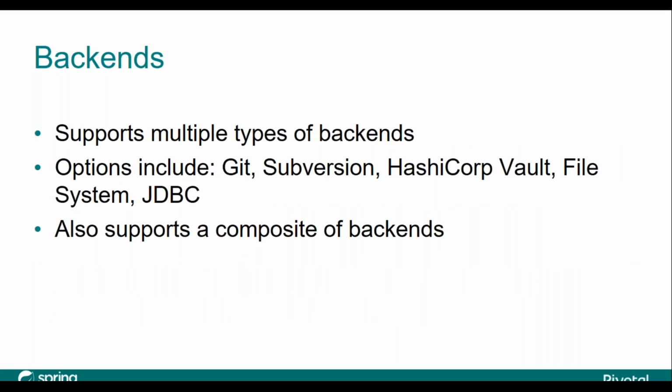Now let's look at this backend. This is what I was trying to convey. The backend supports multiple types of backends. For example, I would be demonstrating an example related to Git. Apart from Git, you can have Subversion, you can have a file system, you can also have a database, you can also have Amazon S3, etc. It also supports a composite of backends. That is, you can have multiple backends like Git combined with your database. So this is all about your backends.